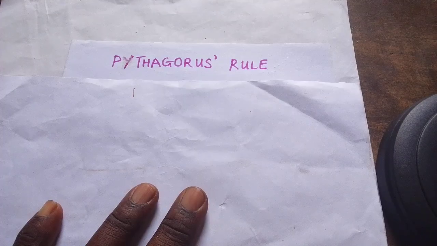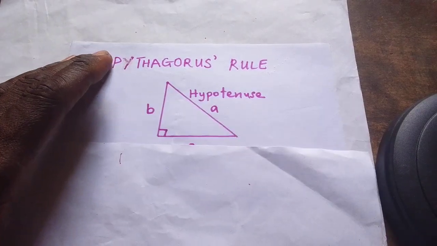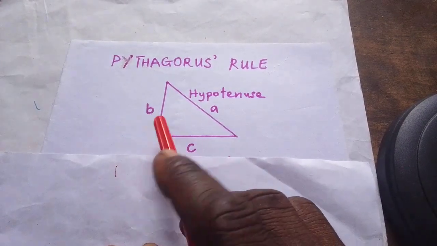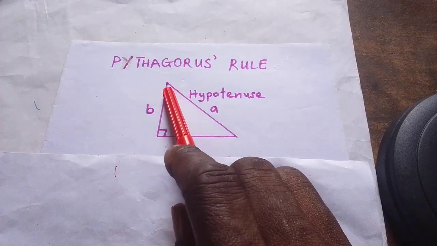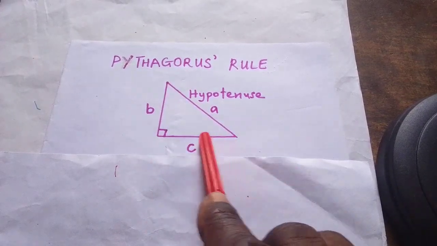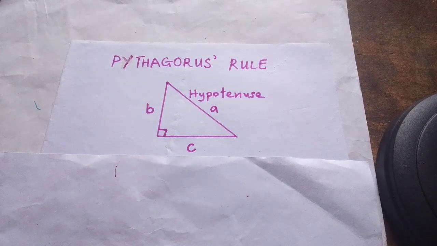Today we will be looking at Pythagoras rule. Pythagoras rule is used to solve right angle triangles, any triangle that has a right angle. This angle is the same thing as 90 degrees. So any triangle that has a right angle is known as a right angle triangle, and you can only use Pythagoras rule to solve a right angle triangle.